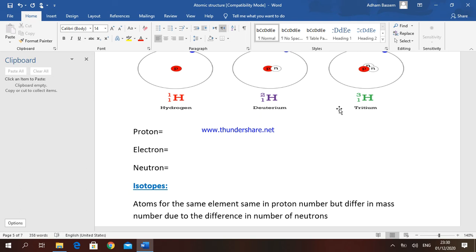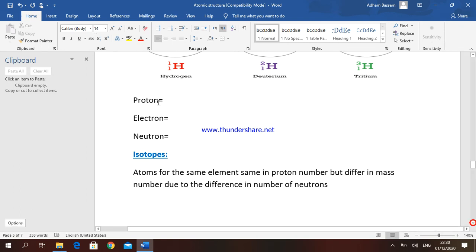Again, what's meant by isotopes? Isotopes means atoms of the same element. We have different atoms of the same element, the hydrogen element. What they have in common is the same number of protons, but they differ in mass number. In this case, mass number equal 1. In this case, mass number equal 2. In this case, mass number equal 3. So the difference between them in mass number is due to the difference in the number of neutrons. In this case, no neutron. In this case, 1 neutron only, and in this case, 2 neutrons.